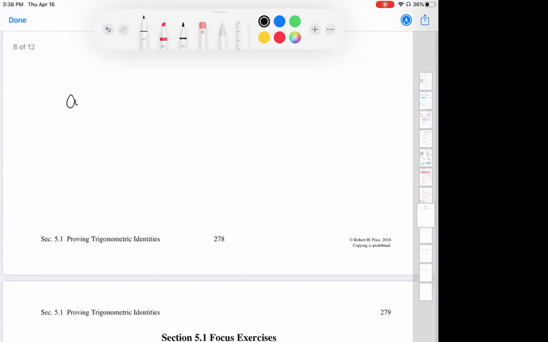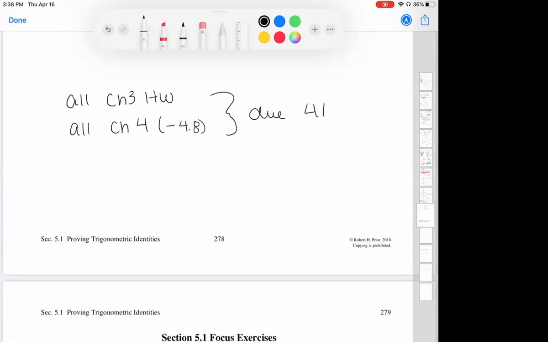So all chapter 3 homework, along with all chapter 4 homework, minus 4.8, is all due on Monday, April 20th. Now, it has a cutoff time at midnight, so you have all day before that to get it done. Your test is also due on Monday, end of day, so by midnight. It doesn't mean start at midnight. It closes off by midnight.